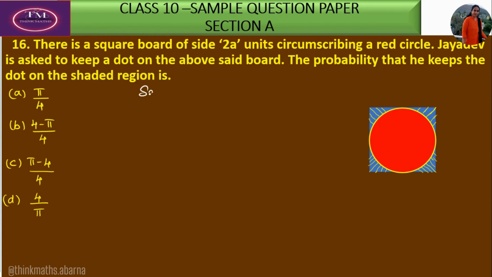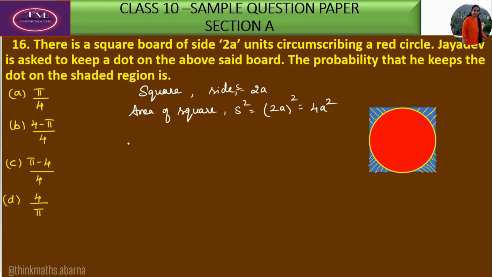So for the square, side is equal to 2a. So the area of the square is s square, so 2a whole square, which is 4a square.